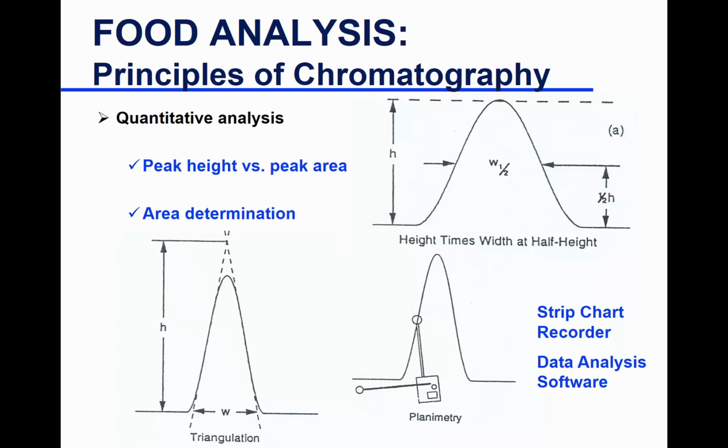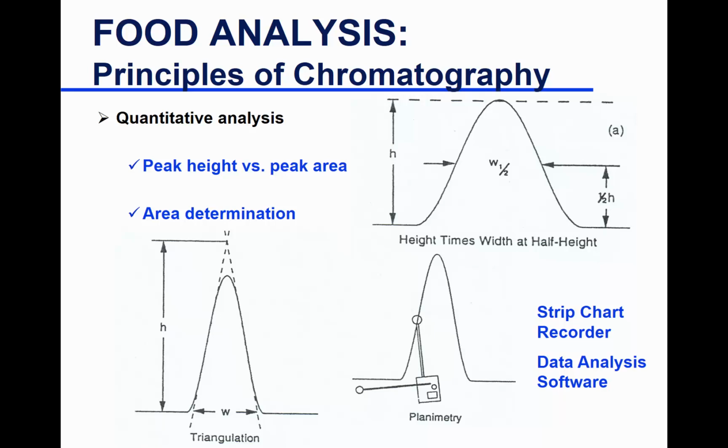Why is that? I will illustrate. Why do we often go with area? It's because the height is subject to the resolution of the column. So you have this peak, nice and sharp. It has this particular height. And then over time, if you lose resolution, the same compound is going to give you this peak. But if you take the area here and the area here, it will be the same. But the height is different.